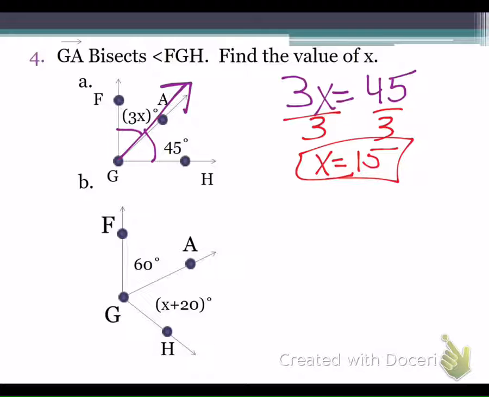All right, real quick, see if you can write the equation for part B on your own. Ready, set, go. Write the equation for part B in your notes right now.